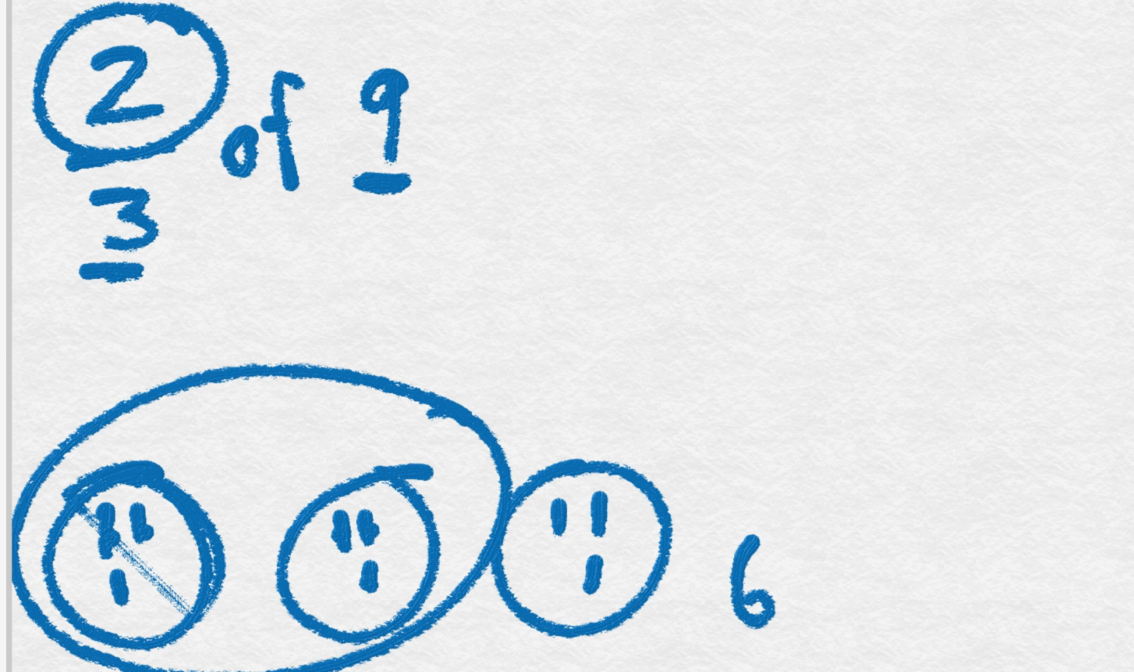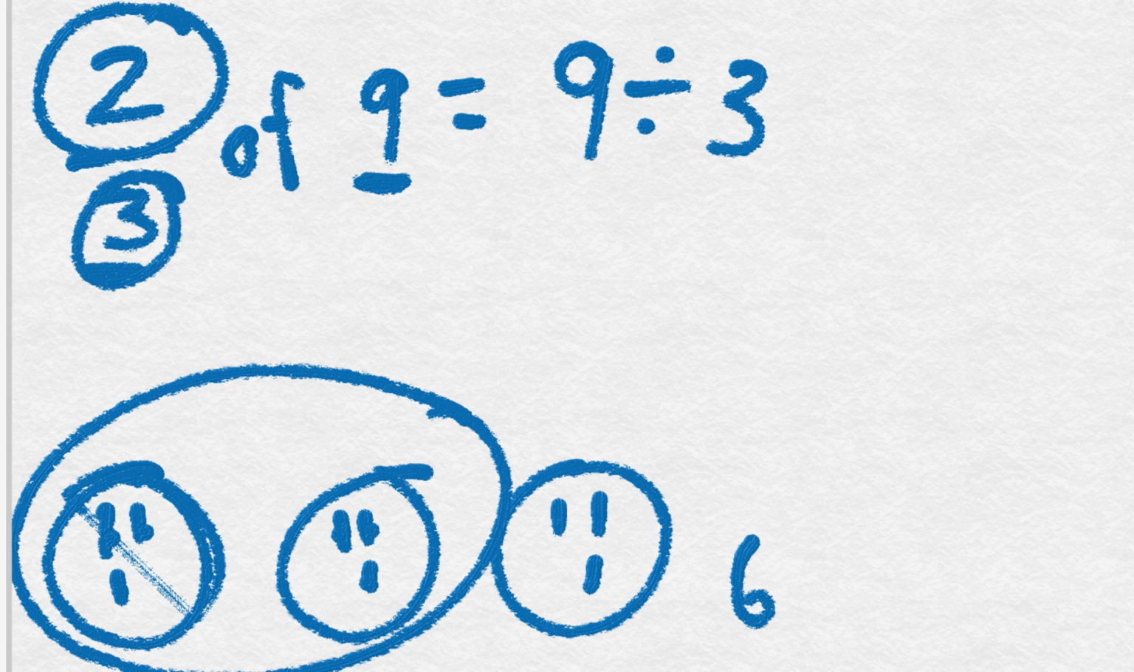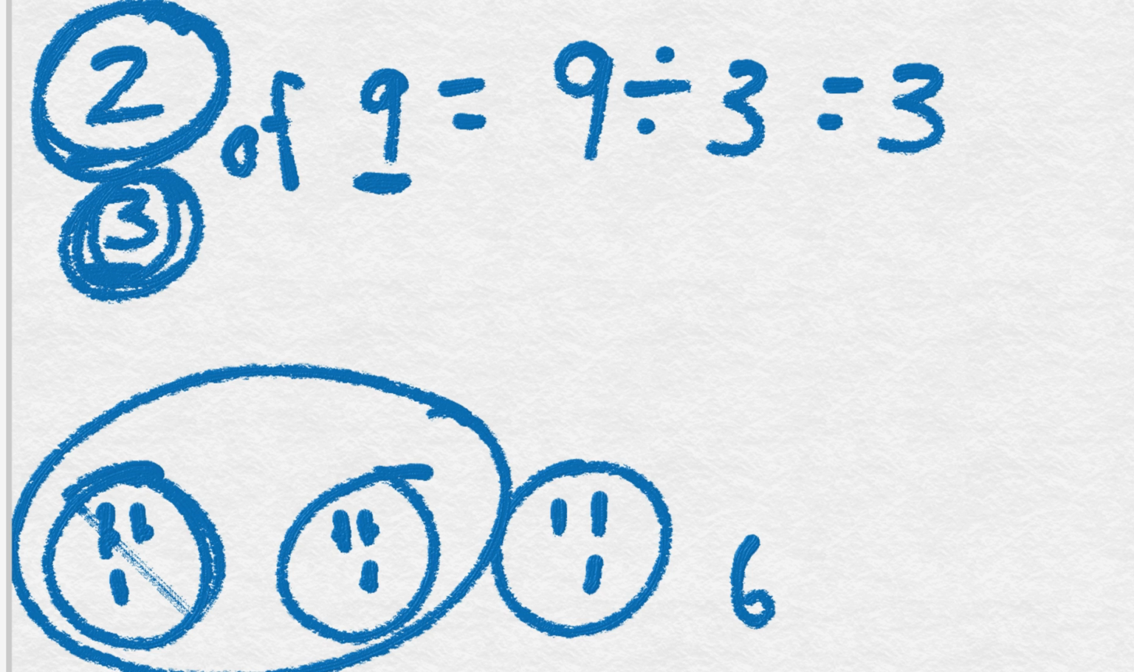Let's look at it working out without drawing it. So we're going to do 9 divided by 3, because we're sharing it by the 3, equals 3. But we want to know how many are in 2 groups, so we times it by 2, equals 6.